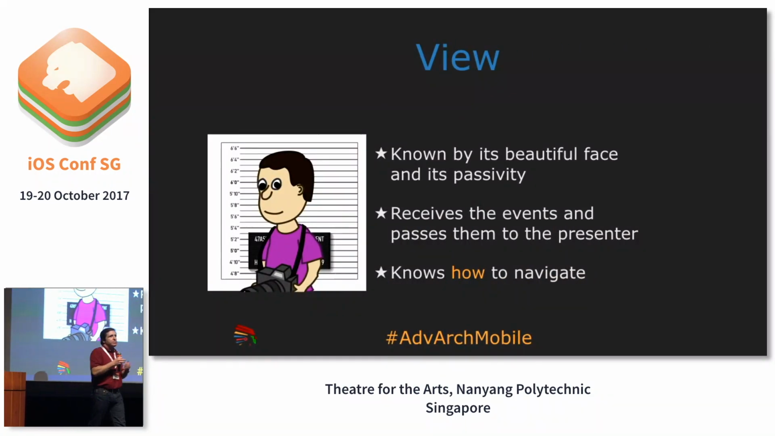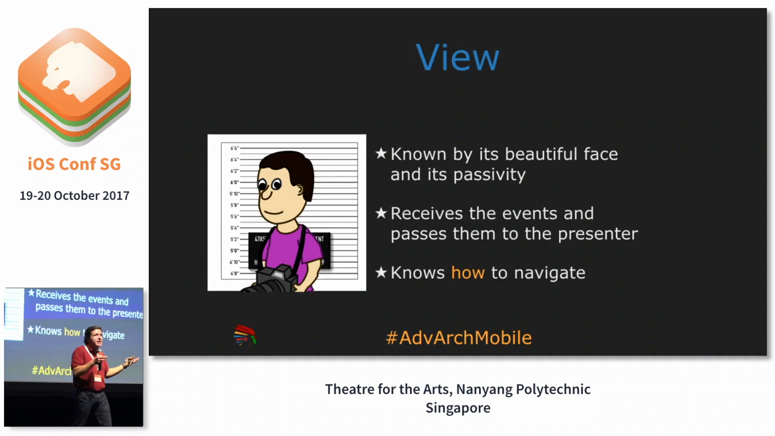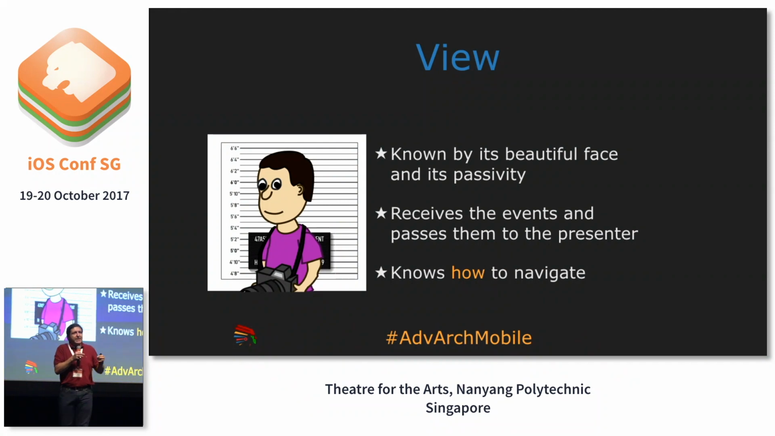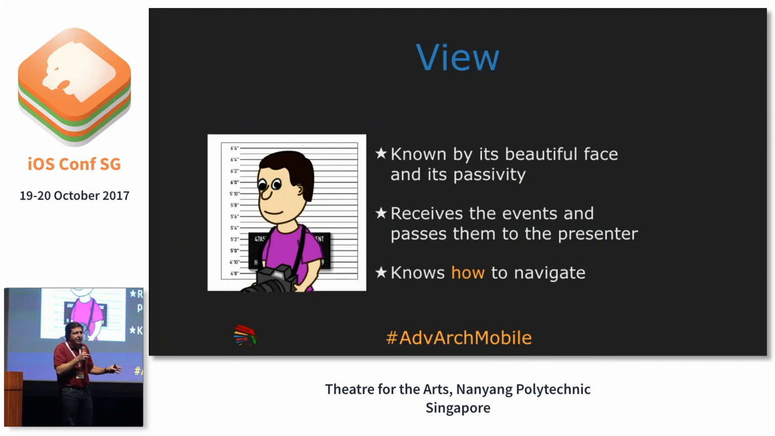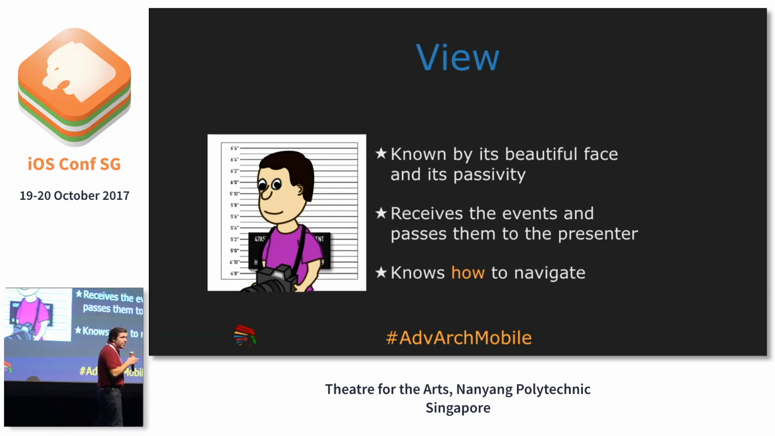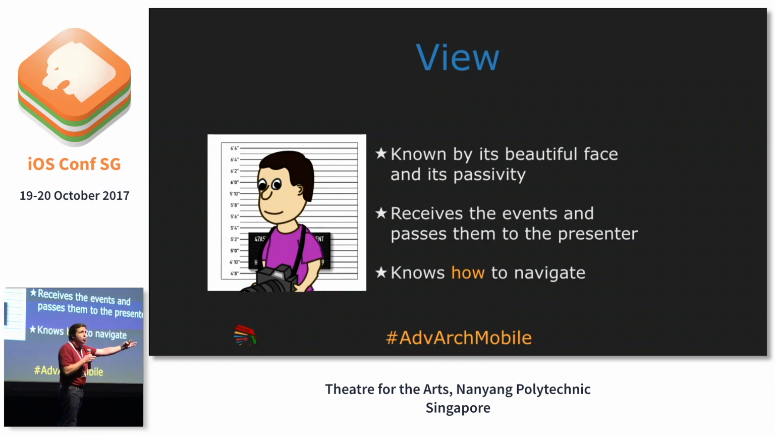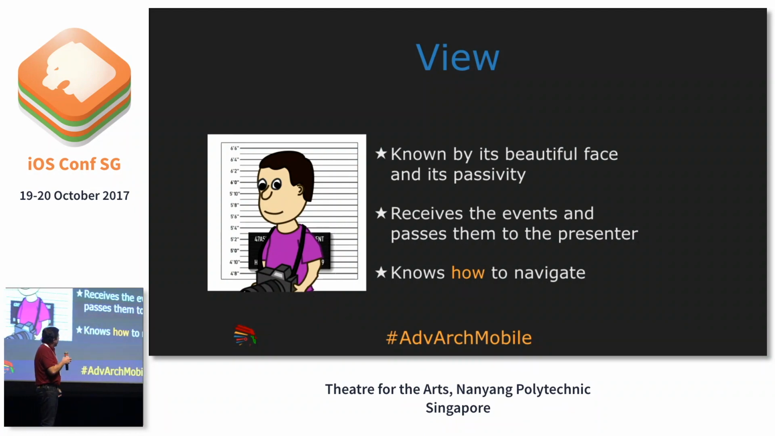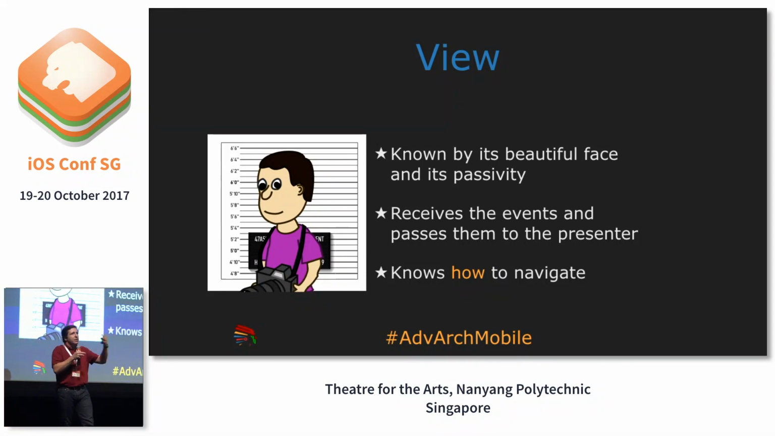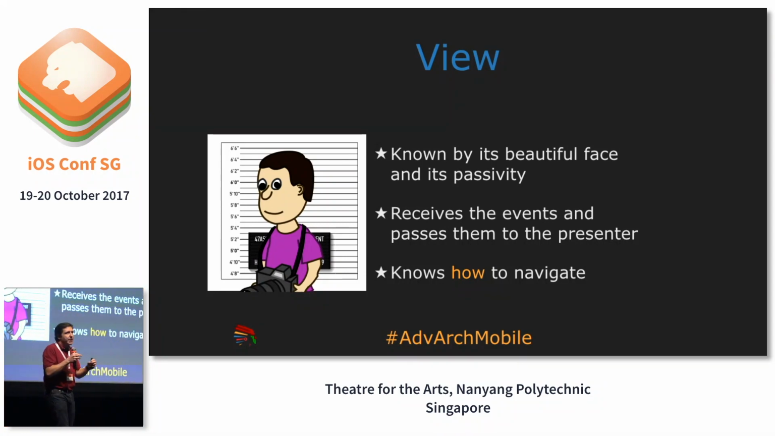So the view is the nice thing that we see, and it should be a passive view. By that I mean that it shouldn't hold any logic. It should only hold the ability to present information to the user in a way that it is able to capture the events and pass them on to the presenter. It, however, knows how to do the navigation. For those who don't know what I'm talking about, it is the guy who has the method to do the perform segue, okay?